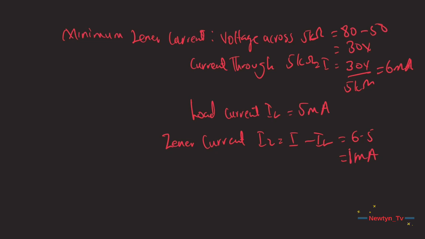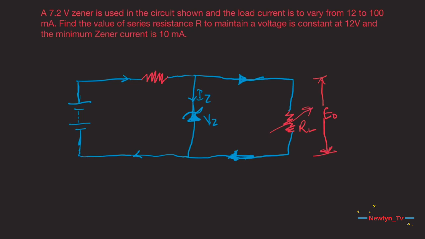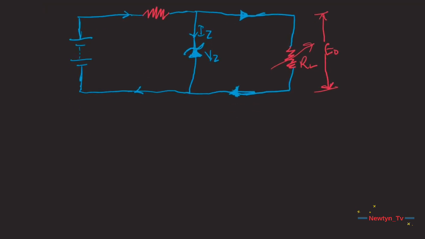Let's look at the last question for this video. So in this situation here, we have a 7.2 volt Zener used in the circuit shown in this picture, and the load current is to vary from 12 to 100 milliampere. Now we are going to find the value of series resistance R to maintain a voltage of 7.2 volt across the load. The input voltage is constant at 12 volts and the minimum Zener current is 10 milliampere.